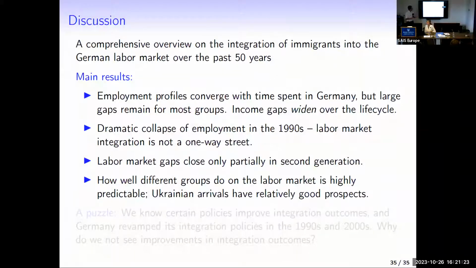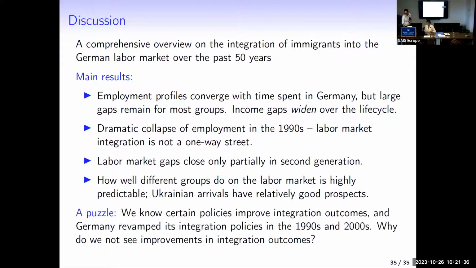Labor market gaps close only partially in the second generation. And a lot of what we saw there is highly predictable. If you know very basic things about different cohort characteristics, you can predict relatively well how different cohorts are doing, and we used that to show you some of these forecasts. I don't want to just leave you with results. I want to leave you with a puzzle.